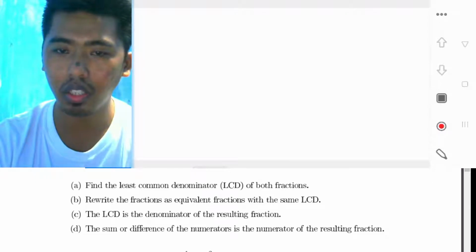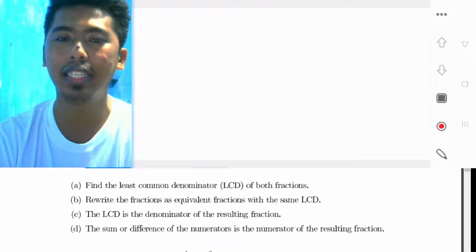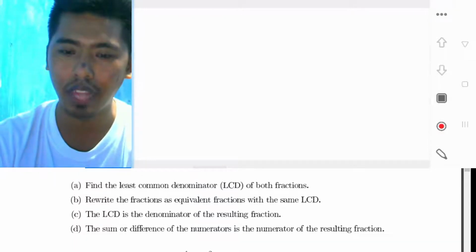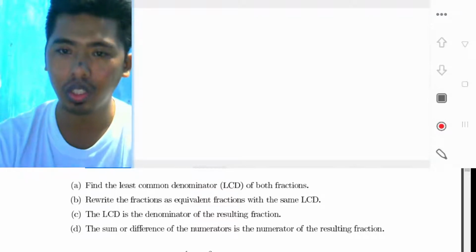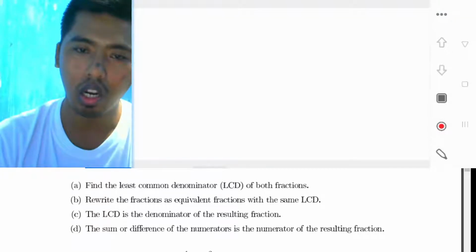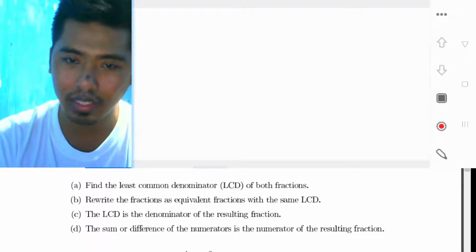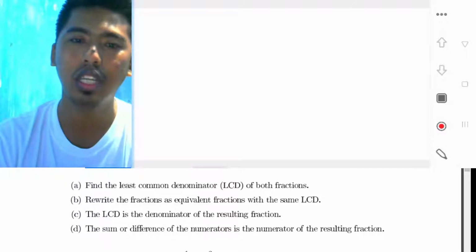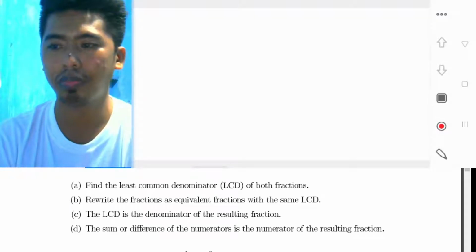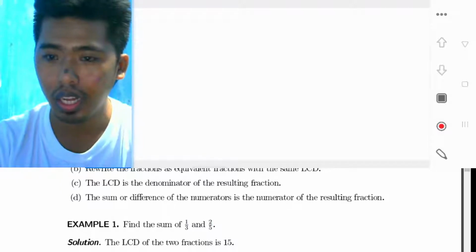In addition and subtraction, these are the things we need to consider. First, find the least common denominator, or LCD, of both fractions. Second, rewrite the fractions as equivalent fractions with the same LCD. Third, the LCD is the denominator of the resulting fraction. Lastly, the sum or difference of the numerators is the numerator of the resulting fraction. Now let's have some examples in order for us to understand this.